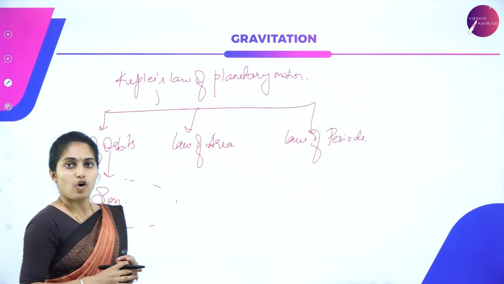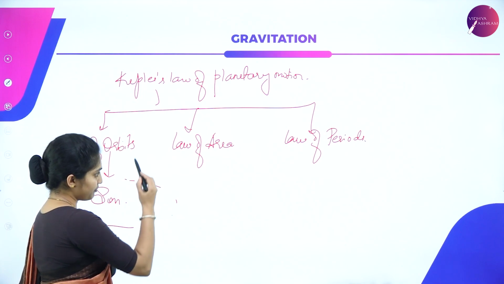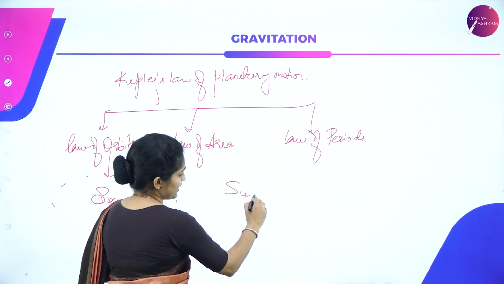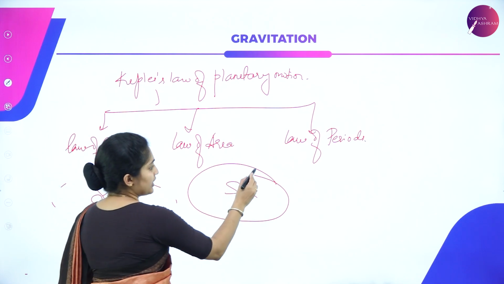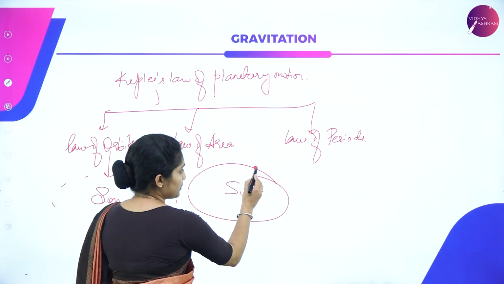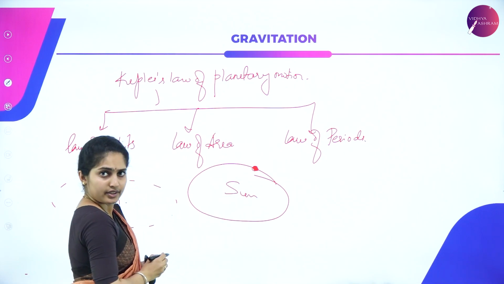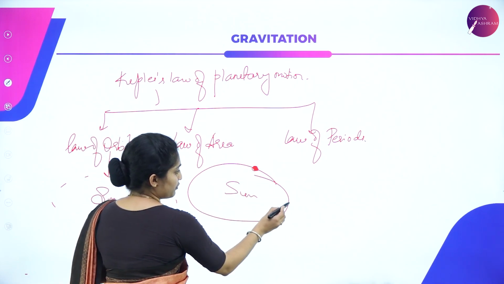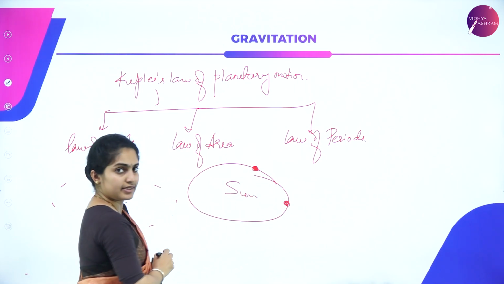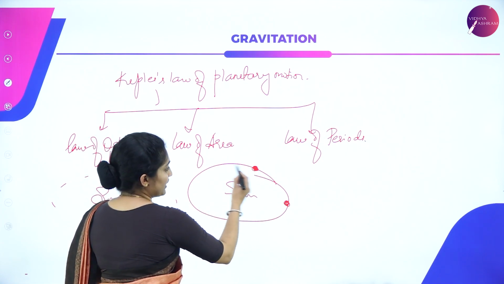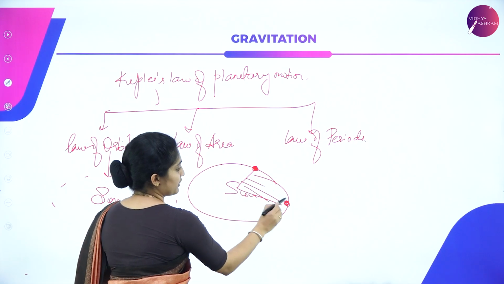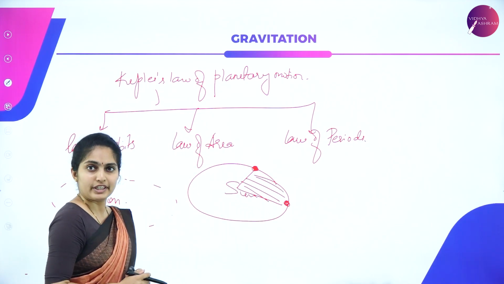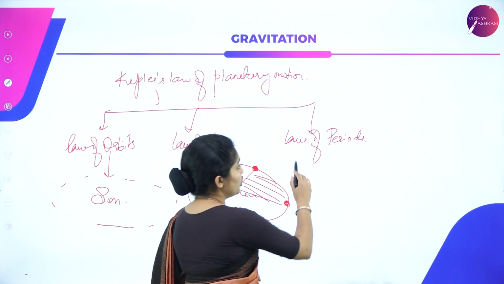What is called the law of area? The sun is at the focus and the planet is revolving elliptically. Suppose there is a planet over here, and after a certain interval of time the planet is here. The planet revolving around the sun sweeps equal areas in equal intervals of time, is what the law of area tells. Next is the law of periods.